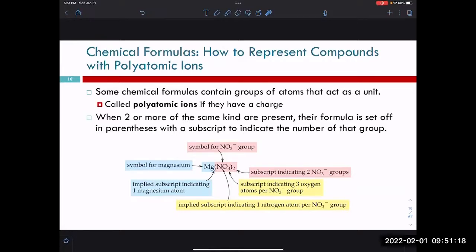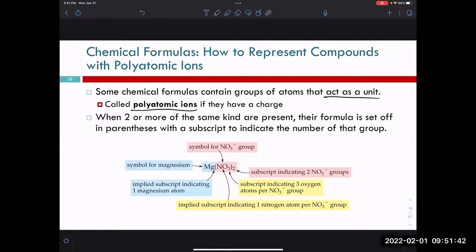Which is why there's the list of polyatomic ions to memorize. So these ones act as a unit, the polyatomic ions. If we have 2 or more of the same type of polyatomic ion, we don't just add more of each of the individual elements. You treat it, again, as a unit.